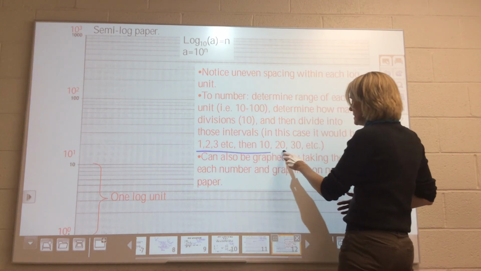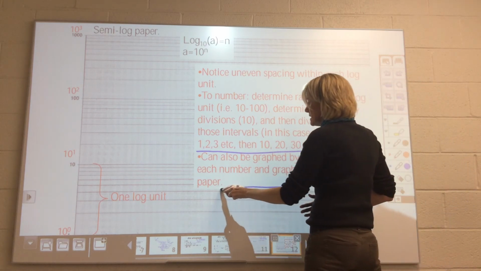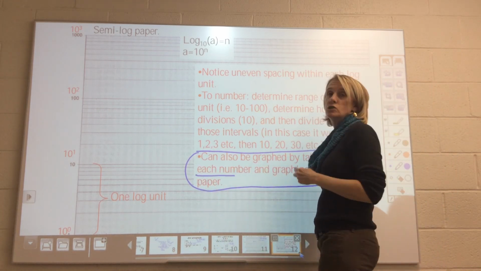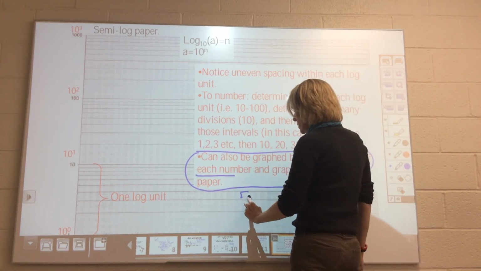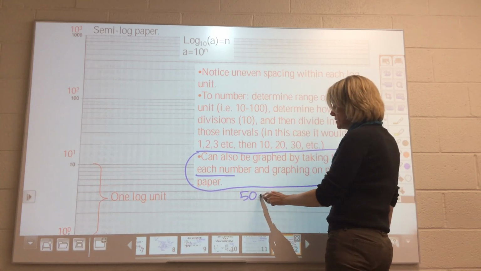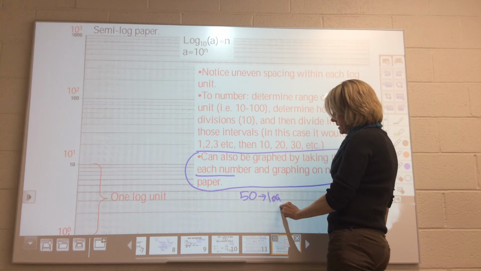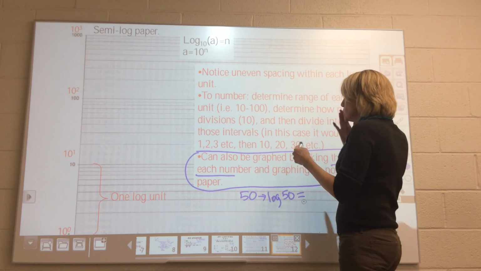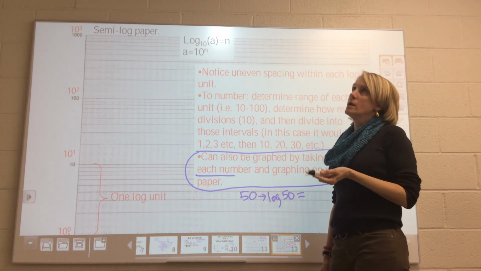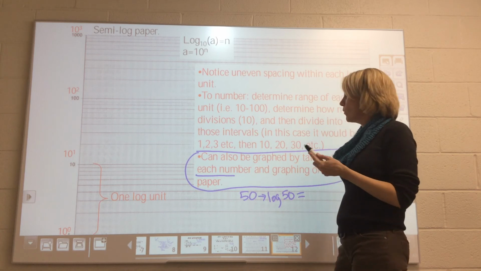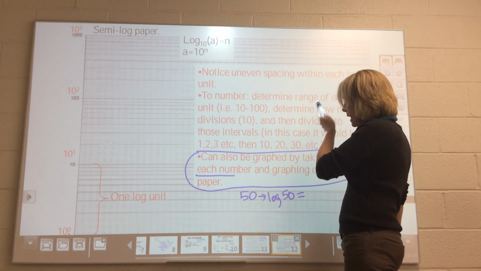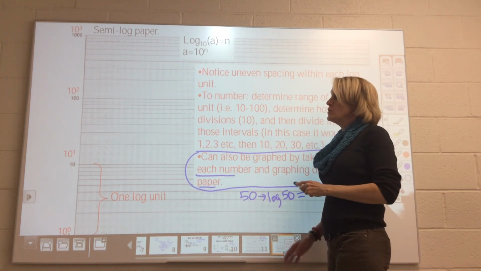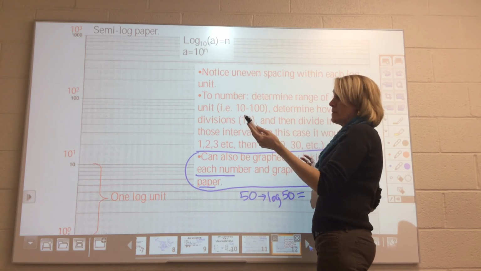But you can also do the same thing by, instead of changing the scale, graphing by taking the log of each number. So if I had 50 beats per minute, I would just plug 50 into my calculator, take the log of 50, and you're going to get a number. And you're actually going to plot those numbers, and it'll be something like 0.9, 1.2, 1.4, somewhere in that range. And you're going to graph it on a normal scale, a normal graphing paper. So these are two ways to basically do the same thing.